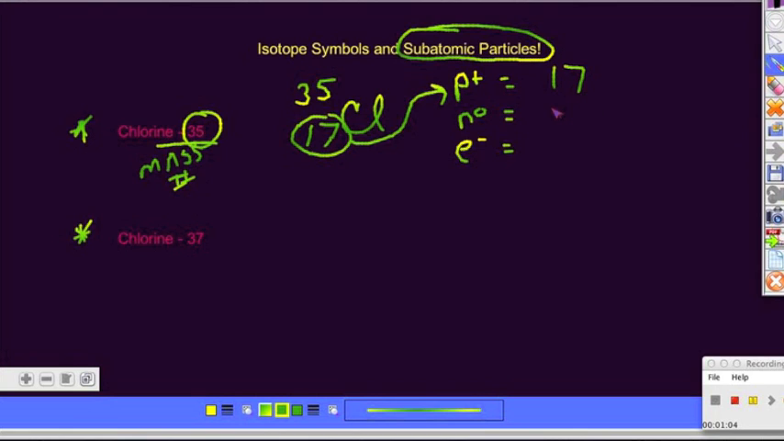Another thing that's rather simple, in a neutral atom, which for now we are working with, the number of protons will always equal the number of electrons, because protons are positive in charge and electrons are negative in charge, and these values must be equal to each other in order to balance out and make the atom neutral.